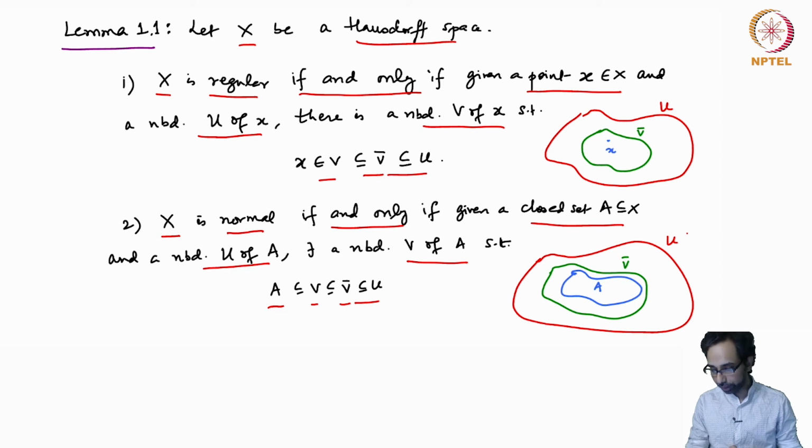So let's prove this first part, and I will leave the second part just as an exercise because the proof is basically exactly the same. Even in the statement, you see that you're just replacing a point by a closed set, and in the proof as well, if you replace the point by the closed set throughout, you will get a proof. So I will only prove the first part. So let's see a proof for the first part, for the regularity property.